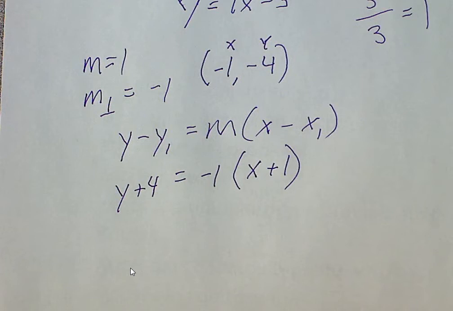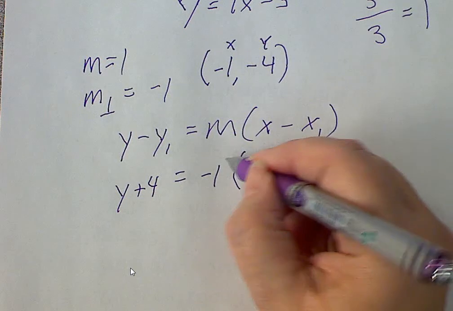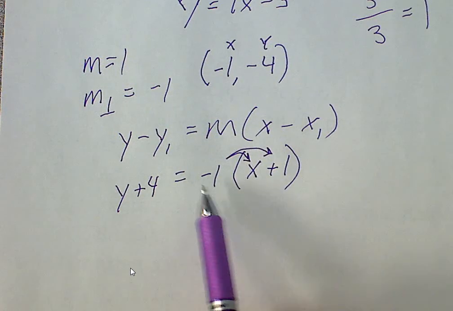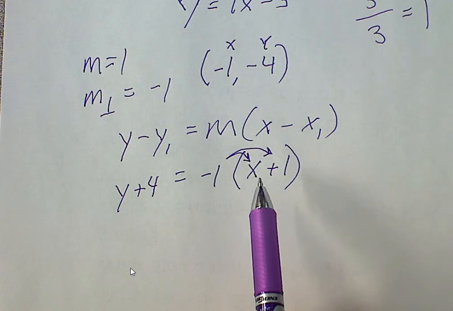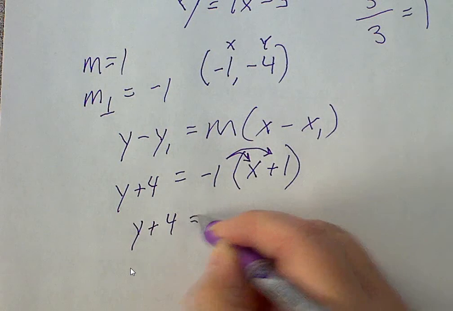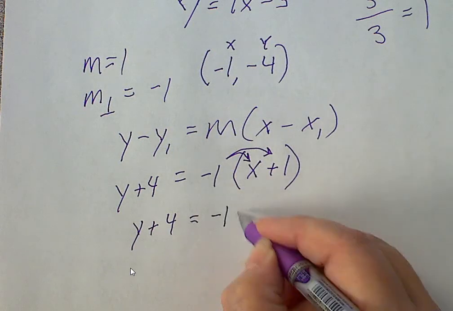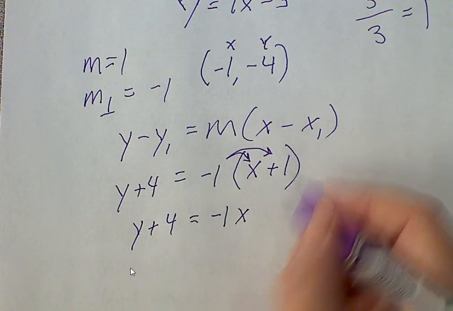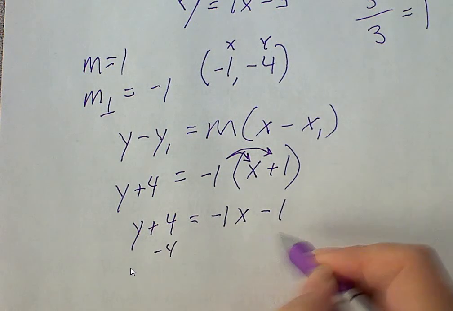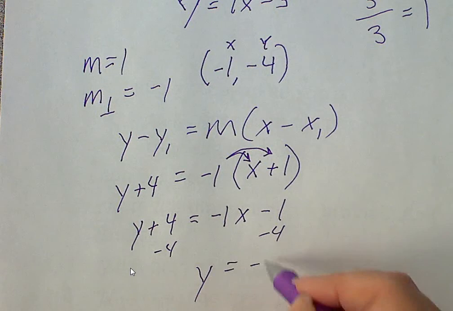What do we got to do? Matt? Distribute. And what if I didn't know what distribute means? What does that mean? I'm going to take negative 1 and multiply, right? Multiply. So we have y plus 4 is equal to a negative 1x. Negative 1 times 1 is a negative 1. Lastly, Matt, what are we going to do to solve for y? Minus 4. Y equals negative x minus 5.